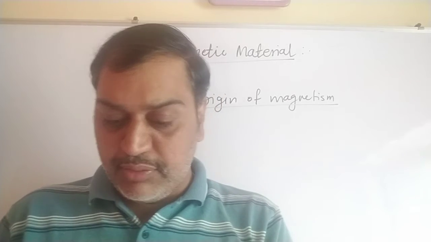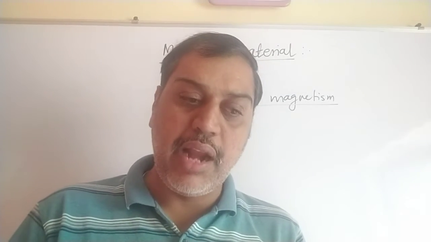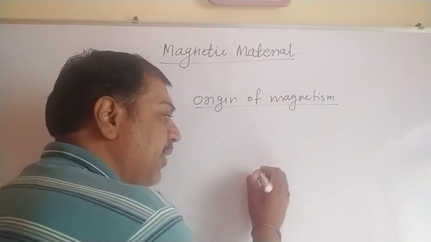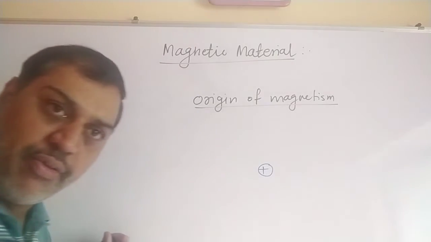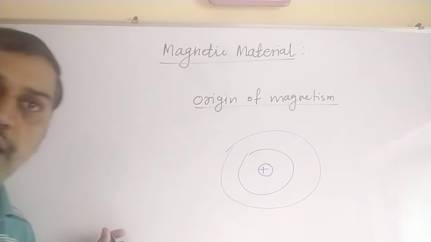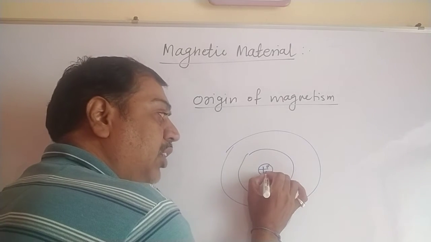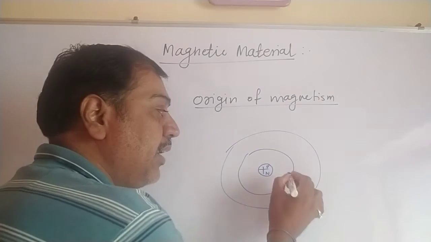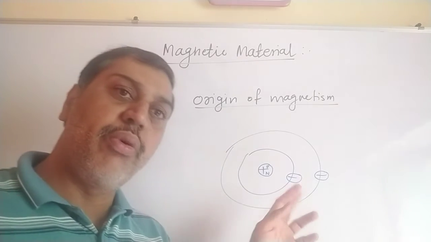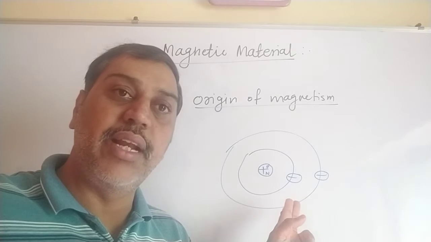So to start with, origin of magnetism means what? All of you know one basic part about a material. Every material consists of what? A positively charged nucleus at the center of an atom, with negatively charged electrons revolving in circular orbits around the nucleus. The nucleus contains protons, positive charge, and neutrons, neutral. Due to the rotation of the electron, which has a charge, and we know whenever there is movement of a charge, there is electric current.